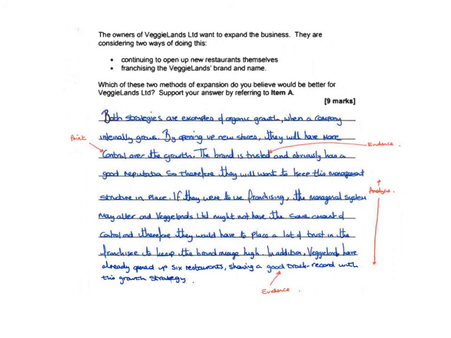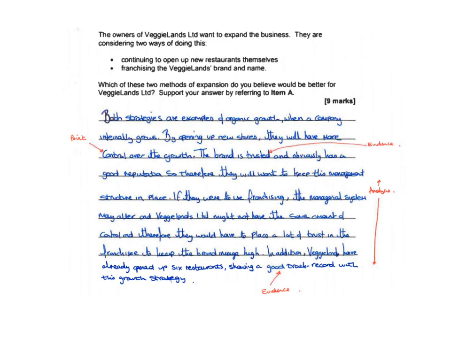So I put, in addition, Vegeland have already opened up 6 restaurants, showing a good track record with this growth strategy. So I've done my main advantage for continue to open up new restaurants, and I've developed it. I've said it obviously in terms of why, and I've asked that question why in terms of why is it important that the brand is trusted? How would opening up new stores help with this trust? And why would franchise perhaps not?